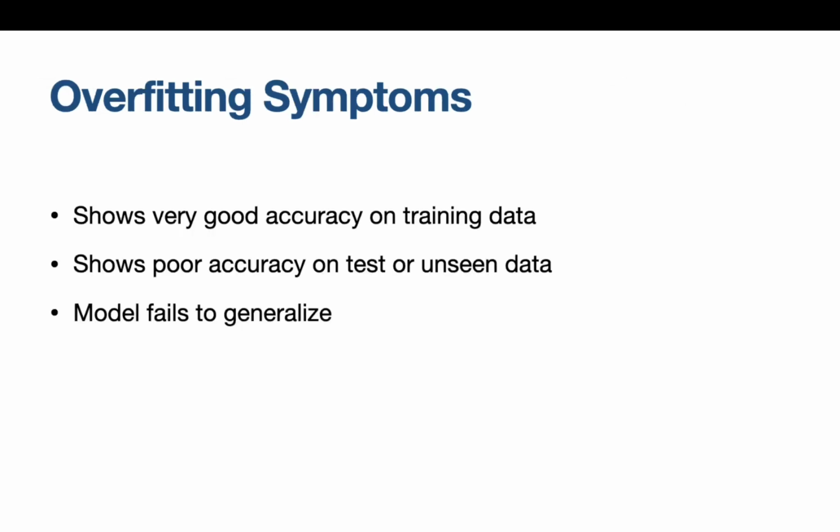Now here are some symptoms of overfitting. It shows very good accuracy on training data, but it shows poor accuracy on test or unseen data, which means our model fails to generalize. It is only specific to training data.